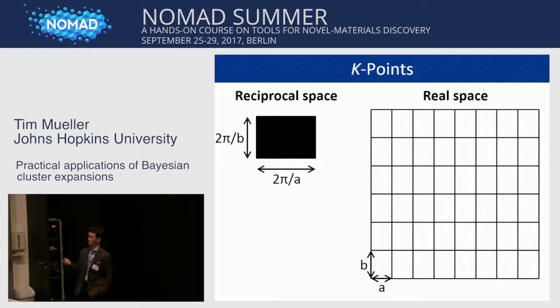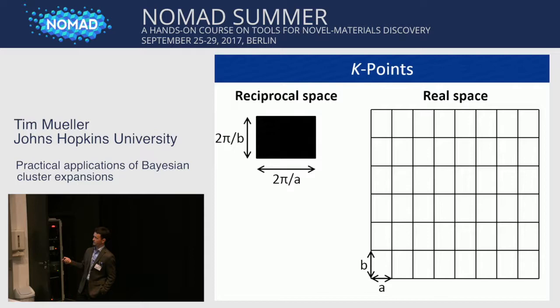This is your lattice in real space. A and B are your lattice parameters. A unit cell in reciprocal space has lattice parameters of 2 pi over A and 2 pi divided by B. We often need to evaluate an integral over this cell, and that can't be done exactly. So instead, we sample a set of points in reciprocal space. Here would be a 2 by 2 grid of points. These are known as K-points.